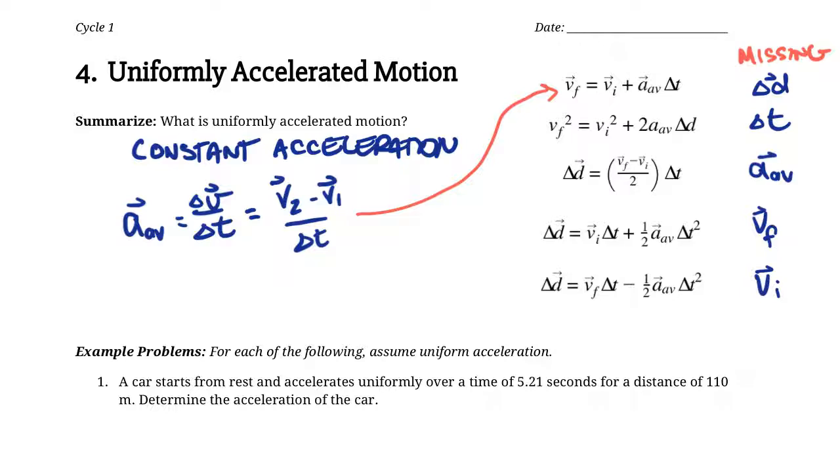All right? So let's see how we can actually use these equations to solve a problem. First question, down here, example problem 1. A car starts from rest and accelerates uniformly over a time of 5.21 seconds for a distance of 110 meters. Determine the acceleration of the car. You might be tempted to use our standard equation for acceleration, but notice how in this question we're actually given the distance, right? 110 meters that the car accelerates for.